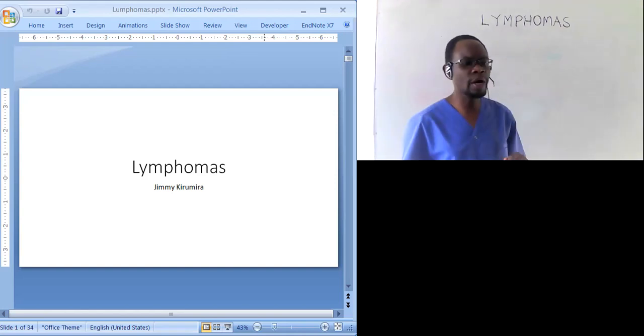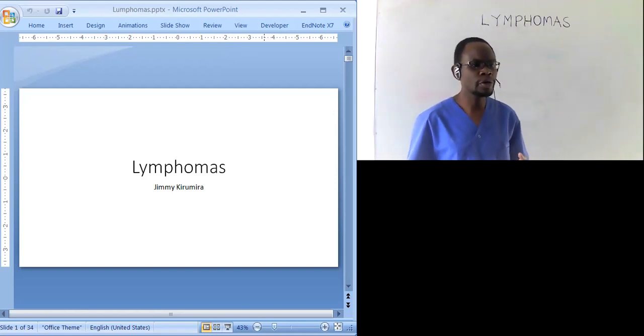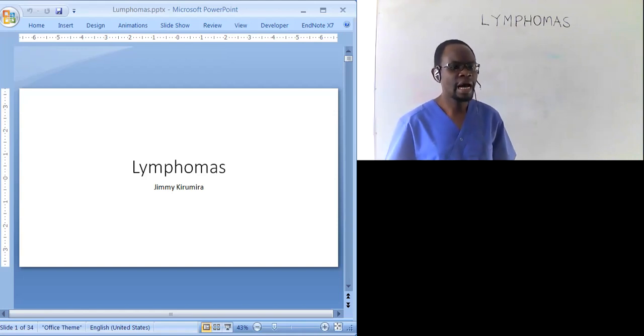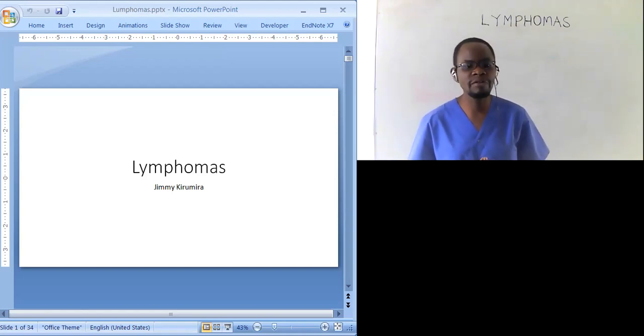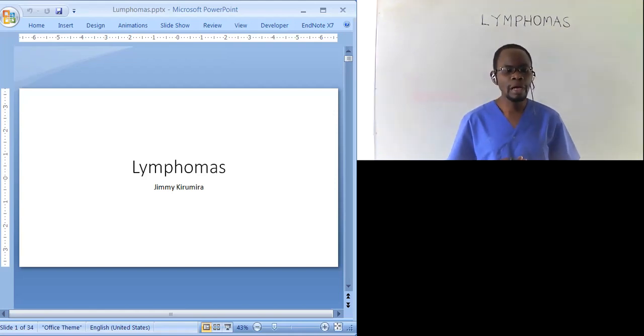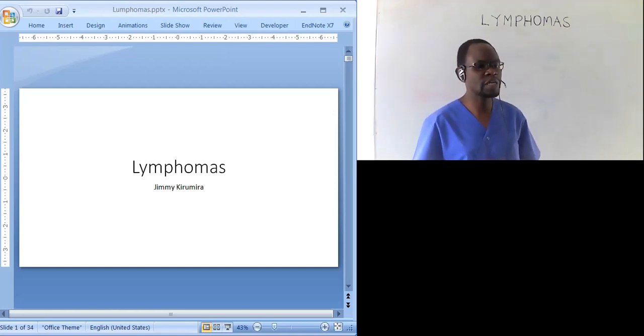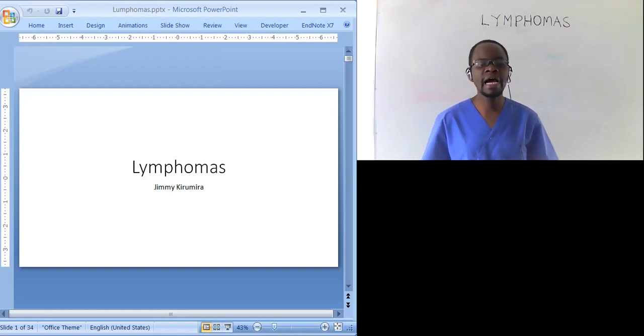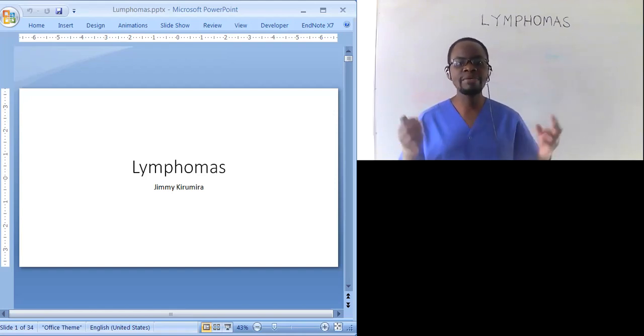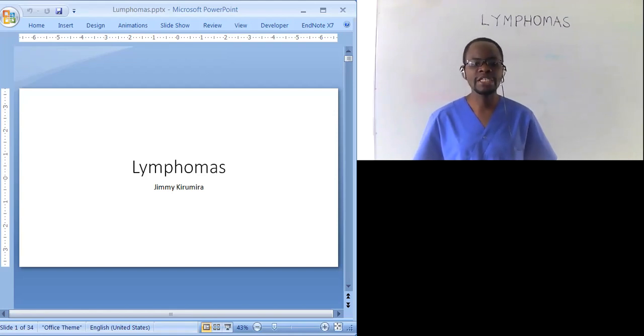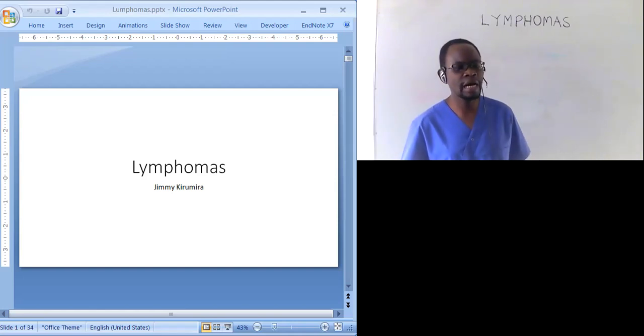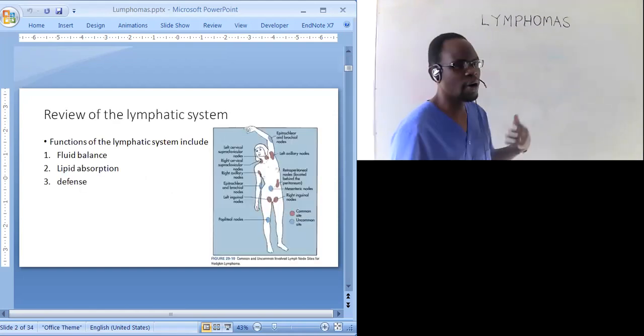In this presentation, we are going to be going through lymphomas and what the different types of lymphomas are. Of course, we shall also look at other tumors which are not necessarily lymphomas. We shall also look at Wilms' tumor. Not necessarily a lymphoma, but it is a nephroblastoma. But just to kick off, it is very important for you to know about the lymphatic system.